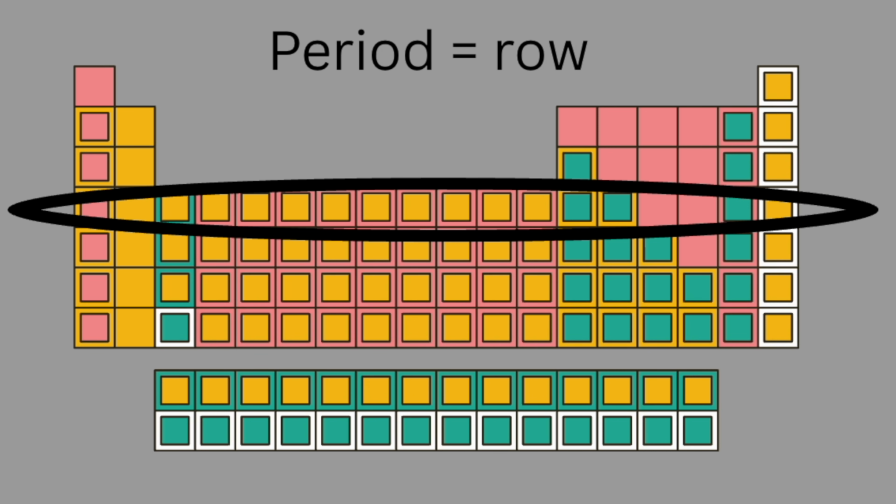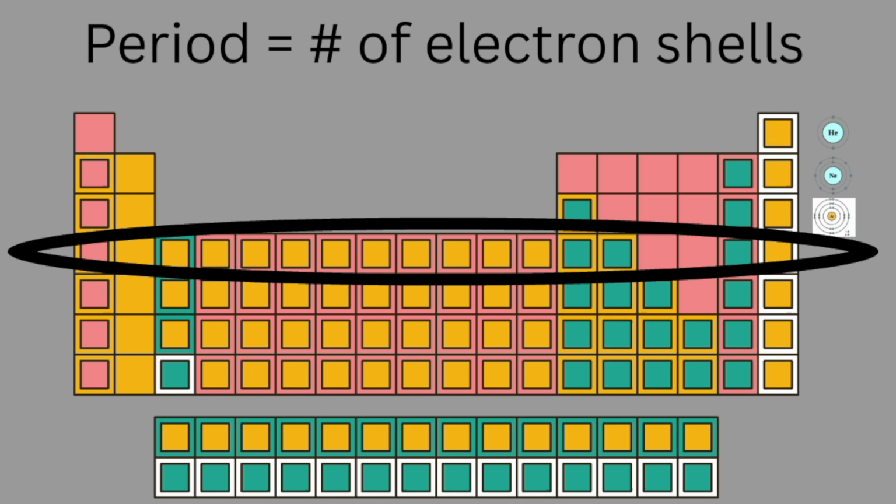A period is a row and shows us how many electron shells the atom has. The first period has 1 electron shell, the second period has 2, and so on.